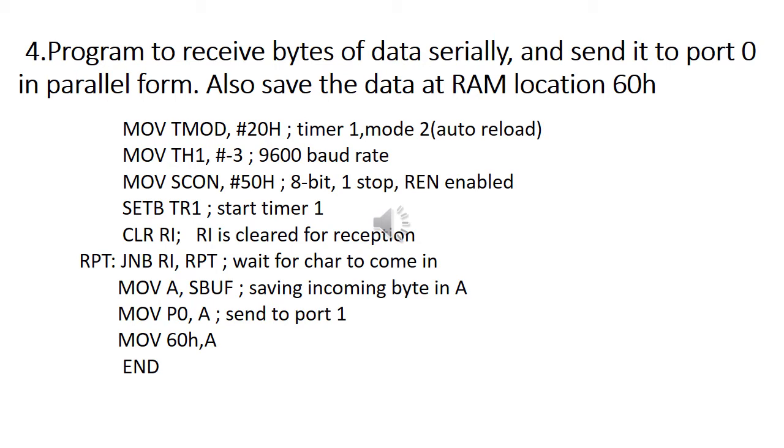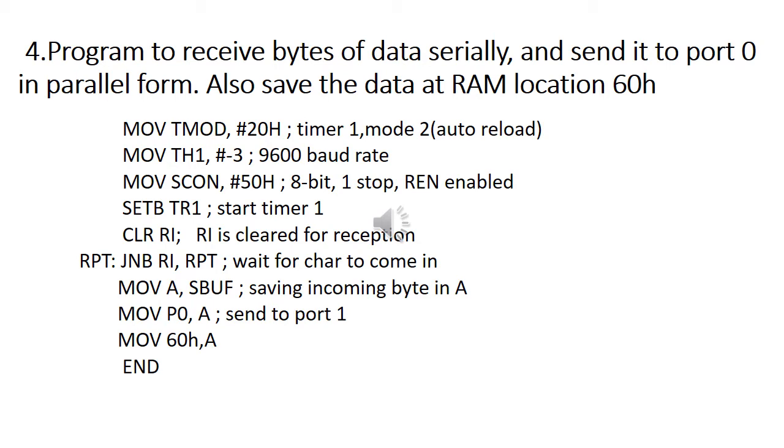The first step is to make use of Timer 1 mode 2, so you should load that value into the TMOD register. Next you need to set a particular baud rate. To set a baud rate of 9600, you move an immediate data -3 into the TH1 register. Then configure the SCON register by loading the value 50H, which indicates 8-bit data with 1 stop bit, along with enabling the receive enable pin. Then you start Timer 1 by using the SETB TR1 instruction. Initially you clear the receive interrupt flag, because in this program you need to receive the data serially.